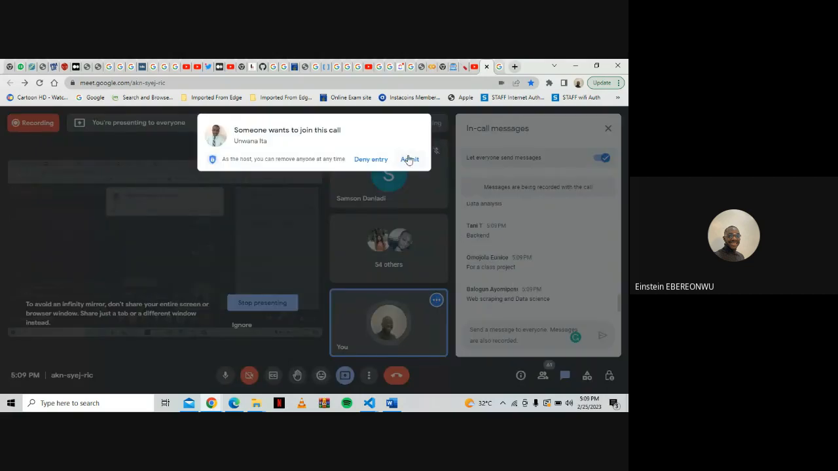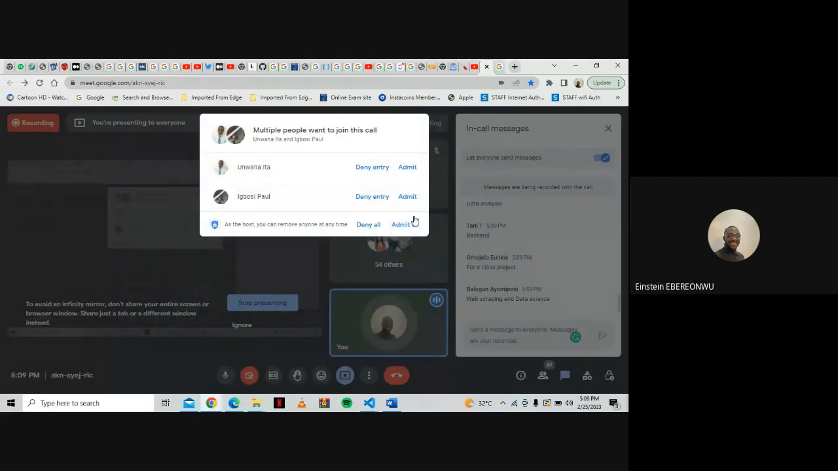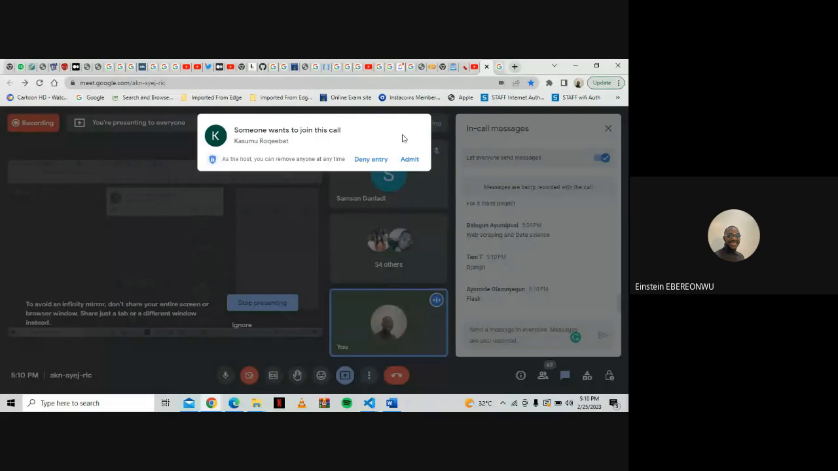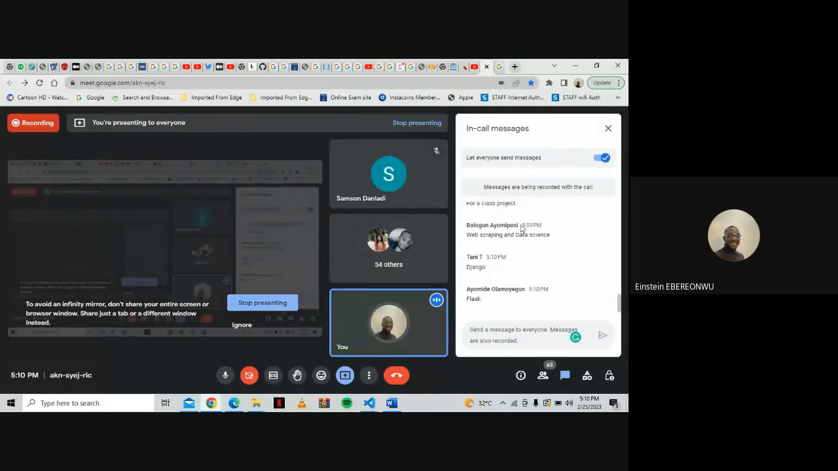The person that said they've used Python for backend, which of the backend stacks did you use? Django or Flask? Web scraping, interesting. Django, that's nice. Flask, that's nice.